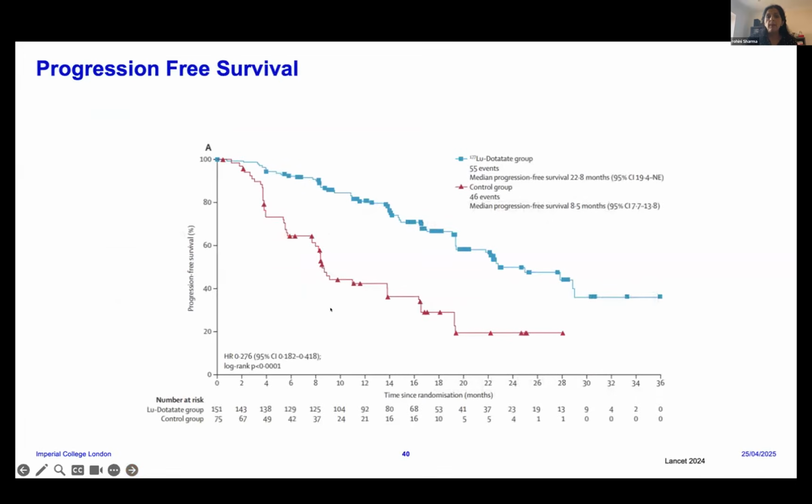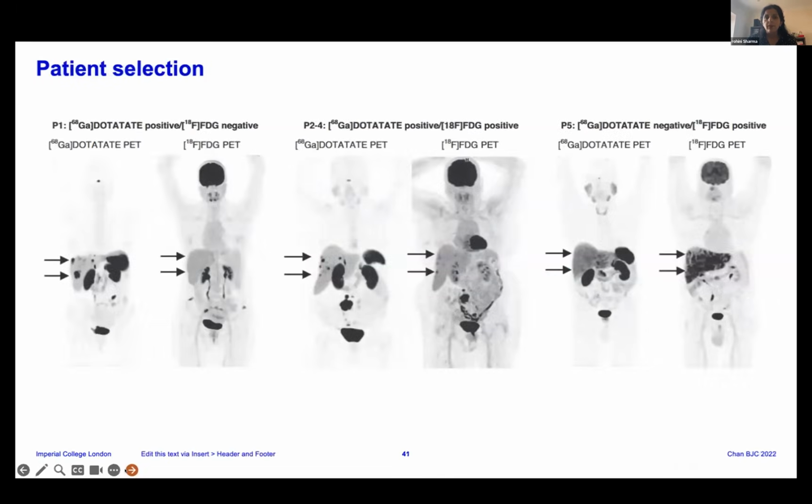And again, very similar changes in the progression-free survival. This is the lutetium dotatate progression-free survival of 22 months versus the control octreotide, which had a progression-free survival of only 9 months. What's important, though, is patient selection. We currently, apart from doing a dotatate scan, don't know who is going to benefit from lutetium and who isn't. And I think that's really important, given I showed you that there isn't actually an overall survival benefit.